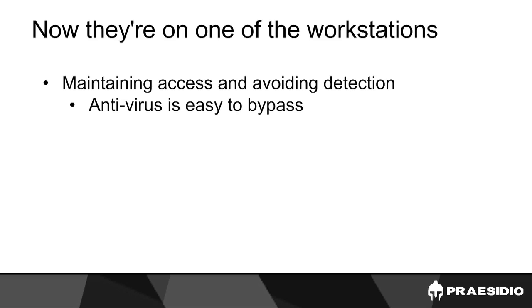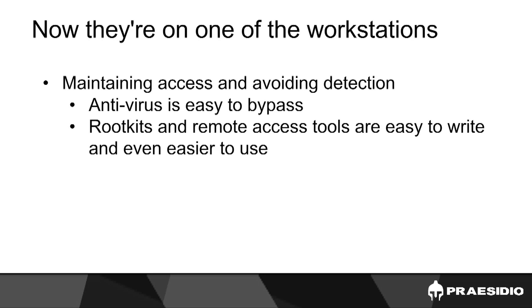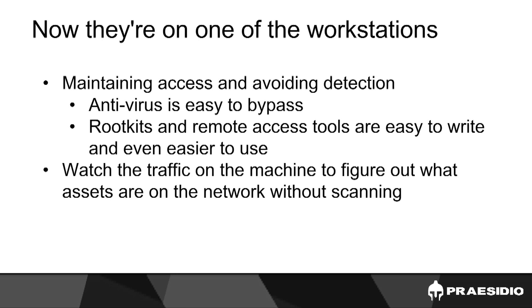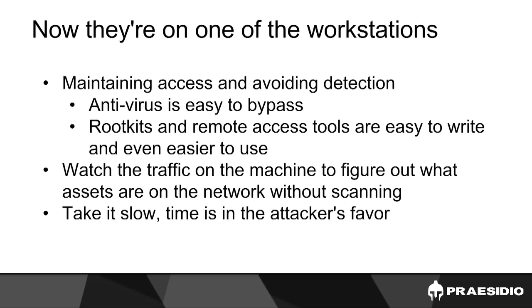They can do that a lot of different ways. Antivirus nowadays is extremely easy to bypass. We're actually seeing some more advanced companies kind of move away from antivirus. Rootkits and remote access tools are easy to write and easy to use. You can either buy them or write them yourself. It's not too hard. They're going to watch traffic on the machine to figure out what assets are on your network without scanning. Gone are the days where they need to scan your whole network to find out what to attack. They'll just see what's going on each machine that they compromise, and so any honeypots or anything aren't being triggered.